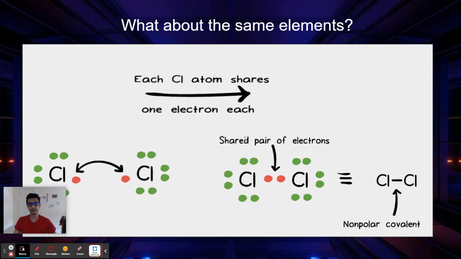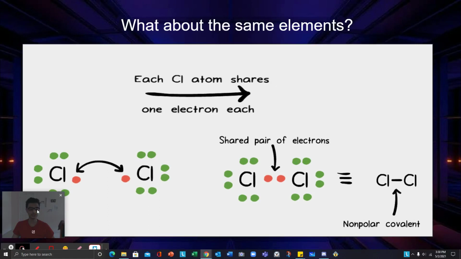So what if we think about these same elements? Let's take 2 chlorine atoms, for example. These 2 chlorine atoms have 7 valence electrons each, and neither wants to give up its electron to the other, so only one can become stable.